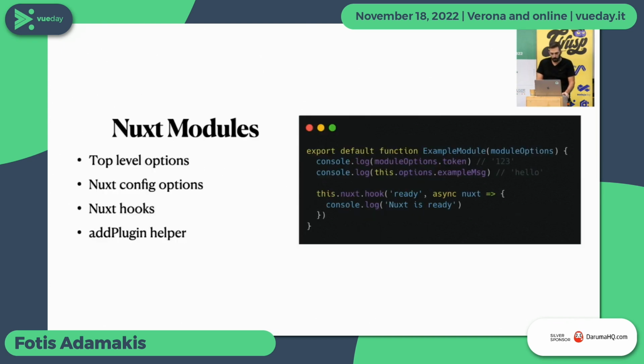A module is just a function. Inside it, you can have access to the Nuxt config and runtime configuration. You can use things like the register root helper that we saw earlier and move it here and keep everything module related and close in that specific file.